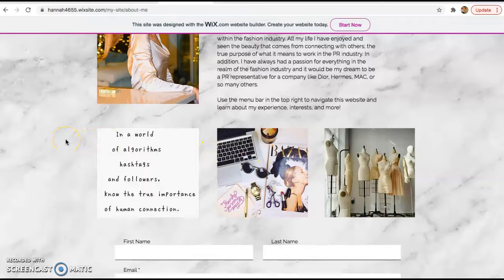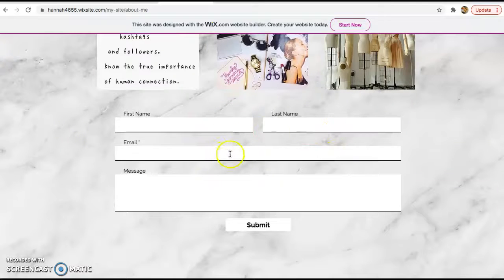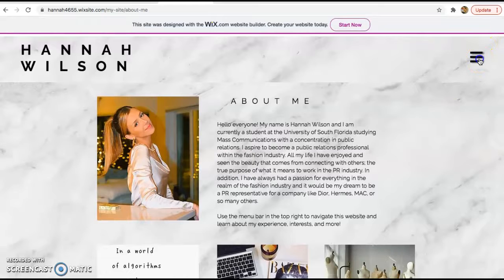And then also I really liked this quote because I felt like it embodied what I wanted to do through my career in public relations, which is, in a world of algorithms, hashtags, and followers, know the true importance of human connection. I thought that was super important. And then under that, there's just a little message submission area, which I thought was pretty cool.